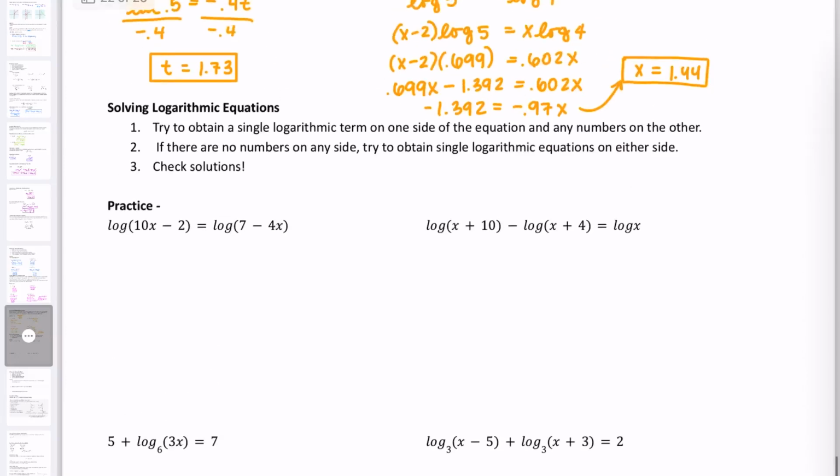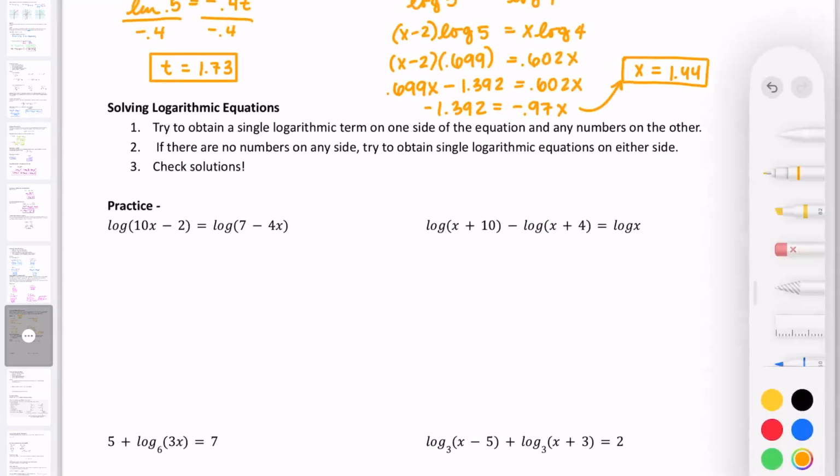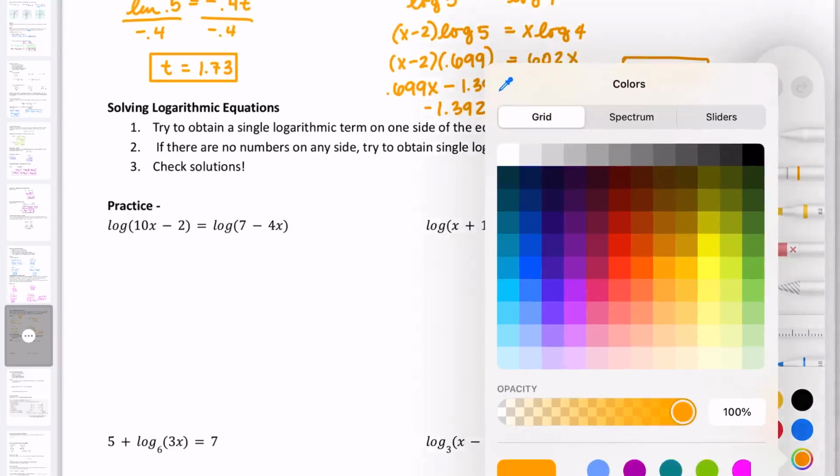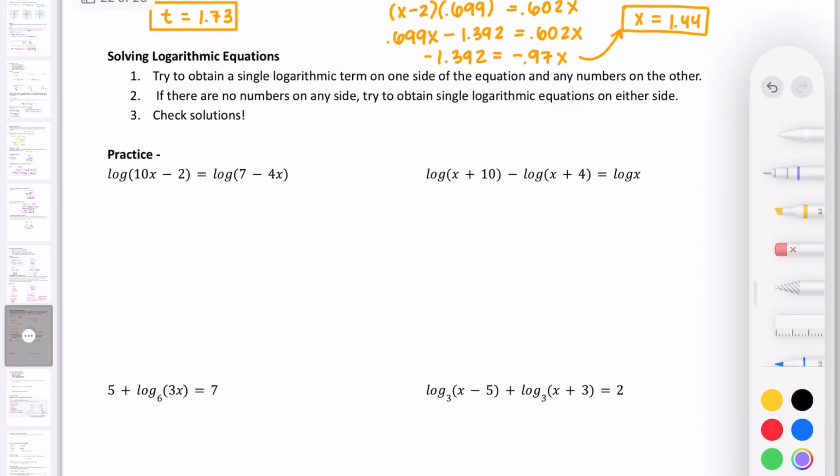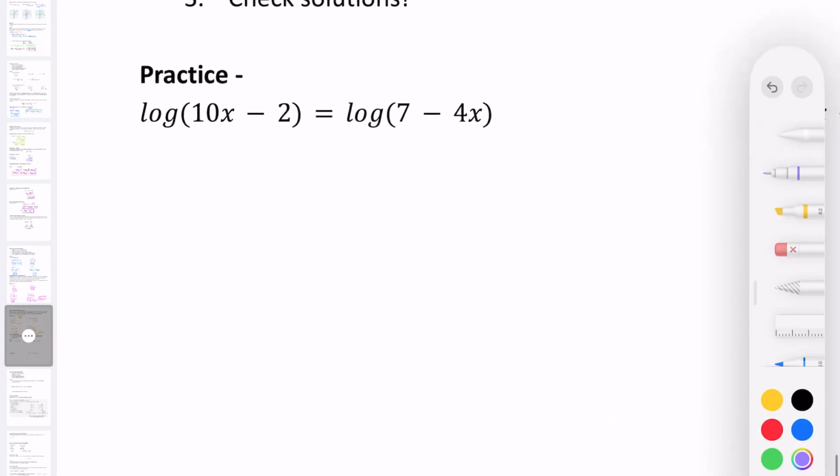All right, the last portion is for you to practice. I recommend pausing the video at this point and working through some of these, and when you're ready, start the video again and go through these with the video.